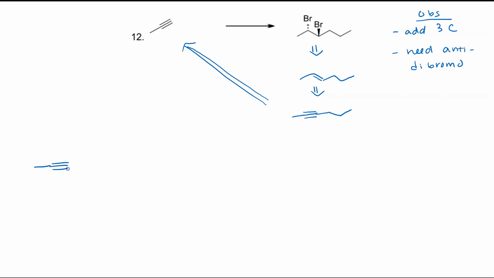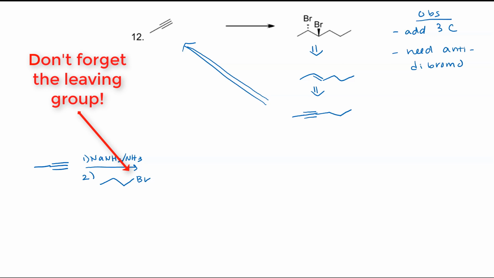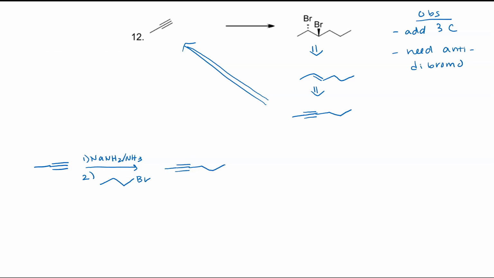So if I start my synthesis with propyne, I start with NaNH2. We're adding 1, 2, 3 carbons, so it's 1, 2, 3, and a bromine. So I have my 3 carbons.